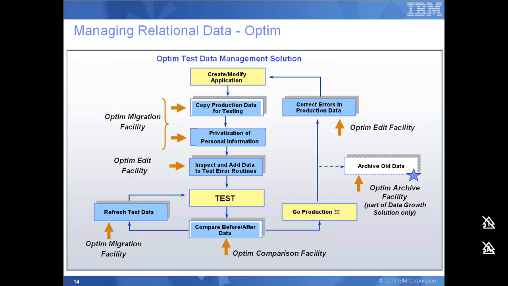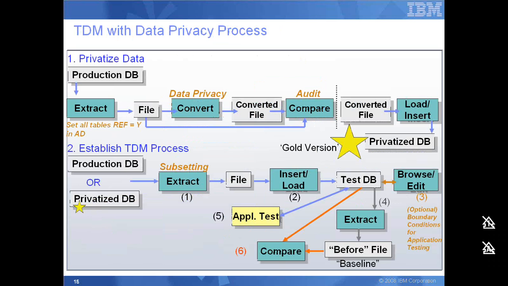And for archiving old data, I can use the Optim archive facility, which is part of the Optim data growth solution. So TDM stands for test data management. Data privacy goes hand in hand with test data management. In many cases, we suggest that the test data management solution goes hand in hand with data privacy, so that we ensure that the testing data is privatized and has information which can be used by the larger public.